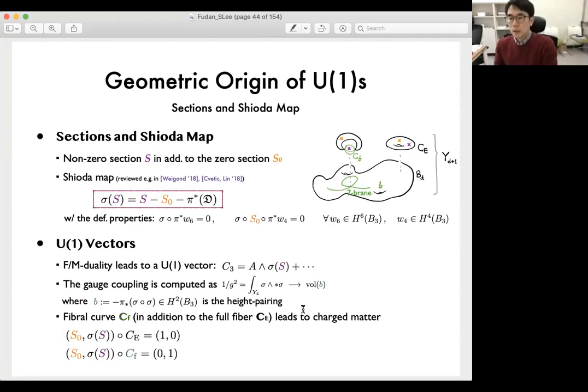Importantly, when non-trivial sections are present, there arises a fibral curve C_F, which is homologically independent of the full elliptic fiber C_E, as shown here. And these two curves intersect with the sections in this particular manner. So roughly speaking, the curve C_F is carrying a U1 charge.